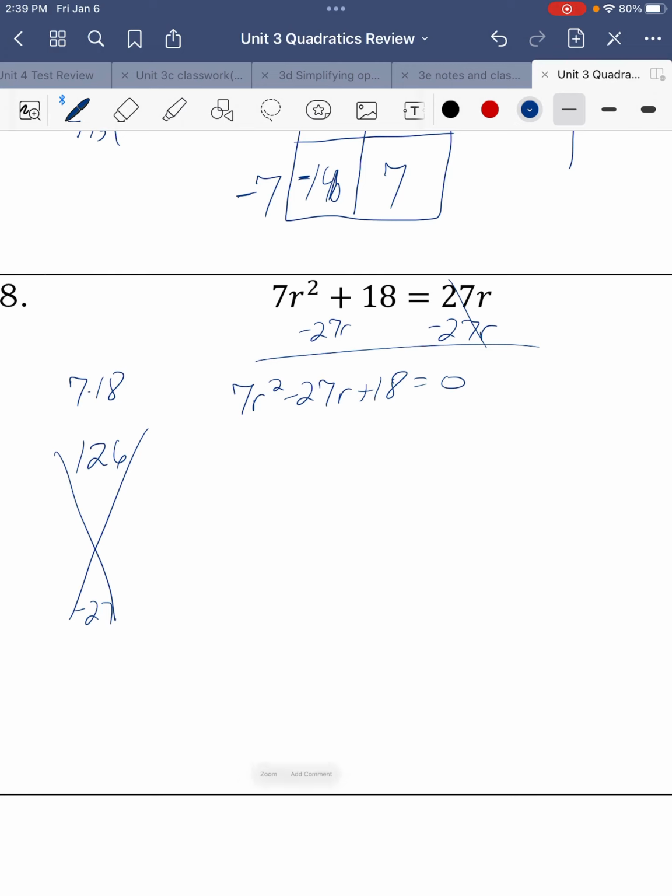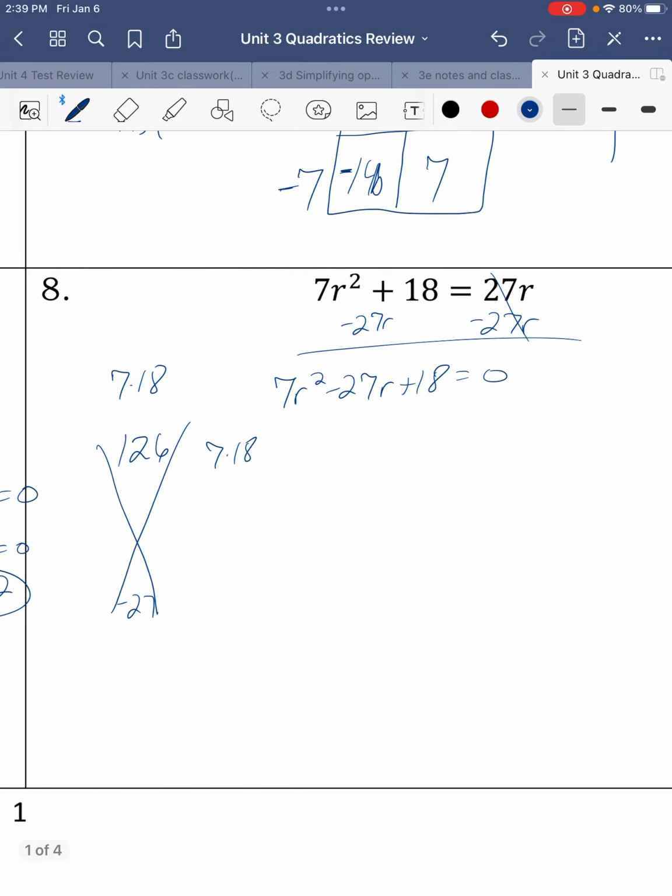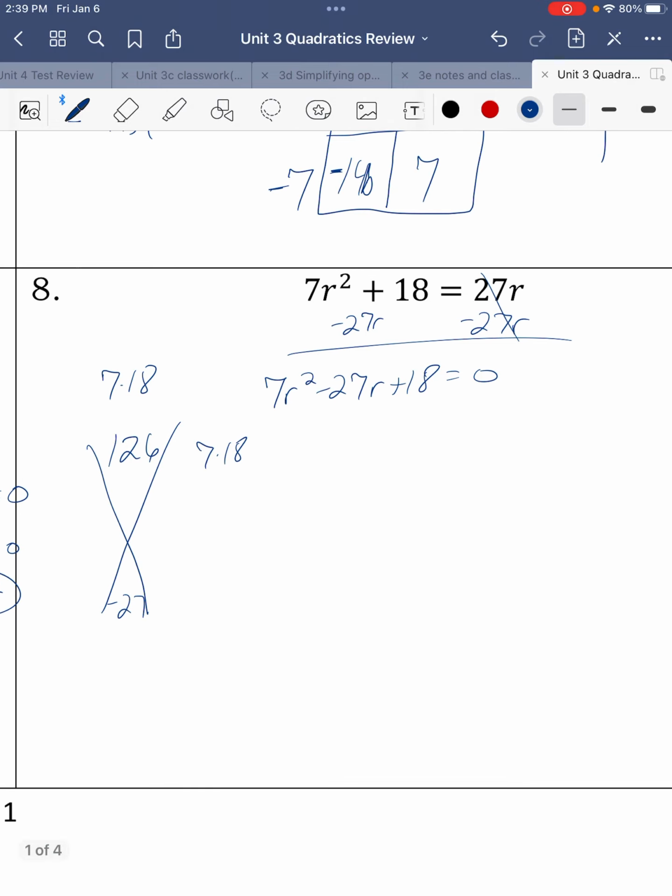I have 7 times 18. So 7 times 18, that'll add up to 25. We need negative 27. So I'm just thinking positive now, because the two numbers have to multiply to a positive number, so that we know they're both going to be negative. So I'm just going to think both positive for now.